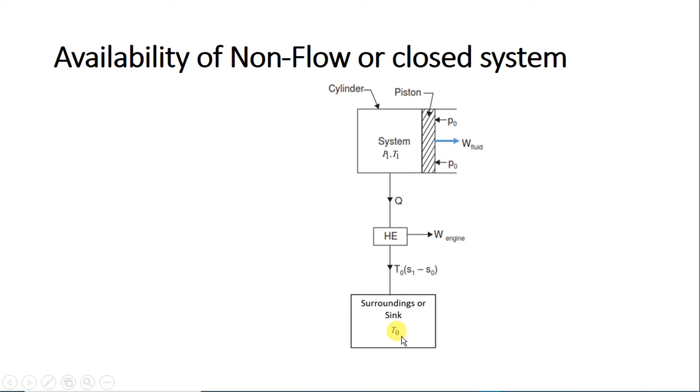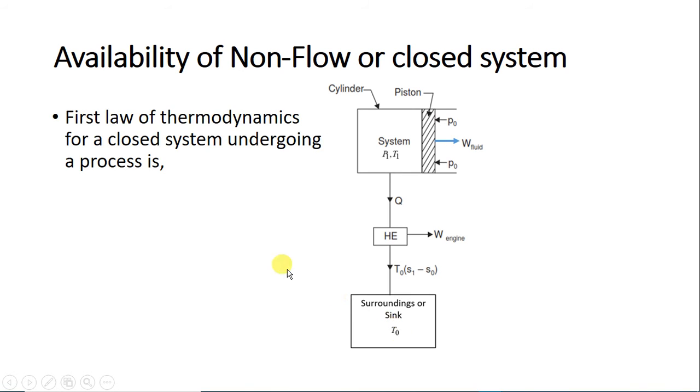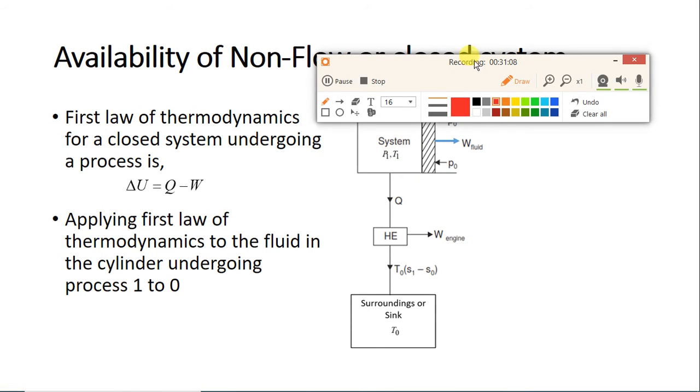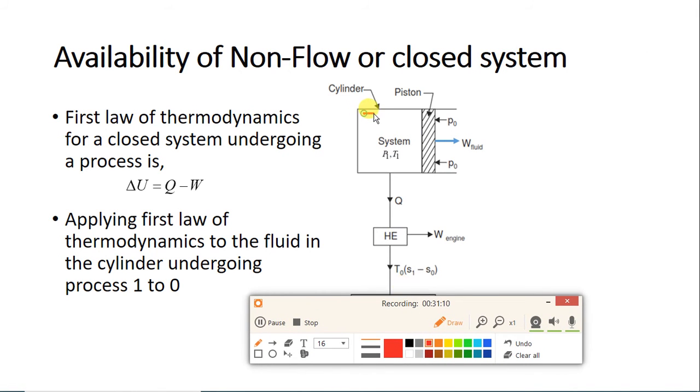This is provided that the Carnot engine is operating between this Q and the surrounding temperature T0. Now what we can do is apply the first law of thermodynamics. We will apply the first law of thermodynamics to a system undergoing a process. We have already seen this: delta U is equal to Q minus W. So we'll apply the first law of thermodynamics to this system. Let me highlight this.